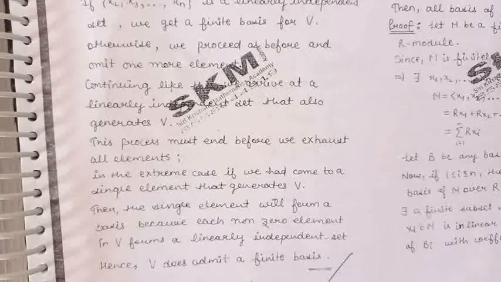So we have proved that if V is a non-zero finitely generated vector space over a field F, then V has a finite basis. So this completes the proof of this theorem.